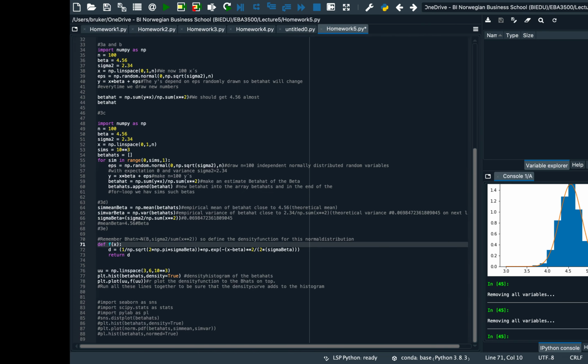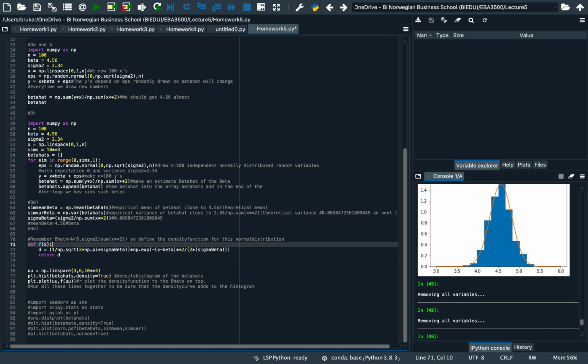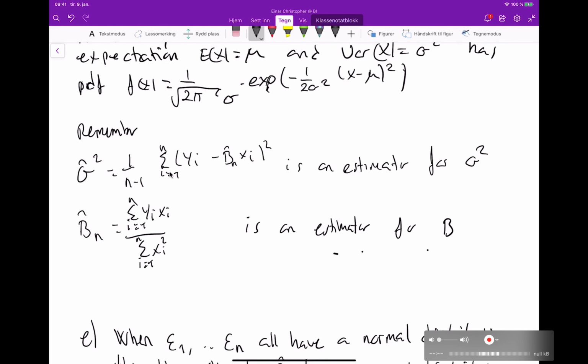Okay, this is mostly Python. So first of all, we are asked to look at the code and understand lines 35 to 40. First we make 100 data points here. We set the real, known beta to 4.56 and sigma squared to 2.34. So if I go here, this is sigma squared and this is beta. So we know these parameters.